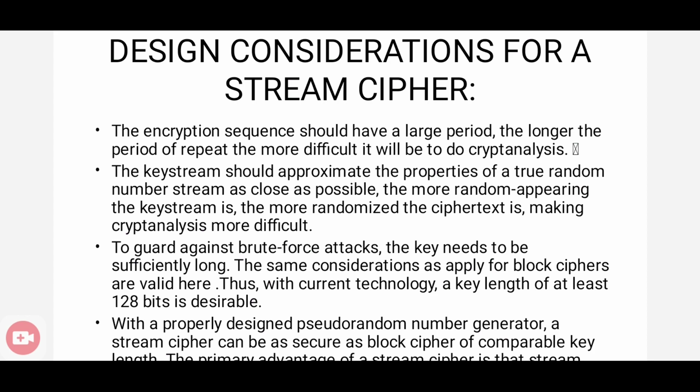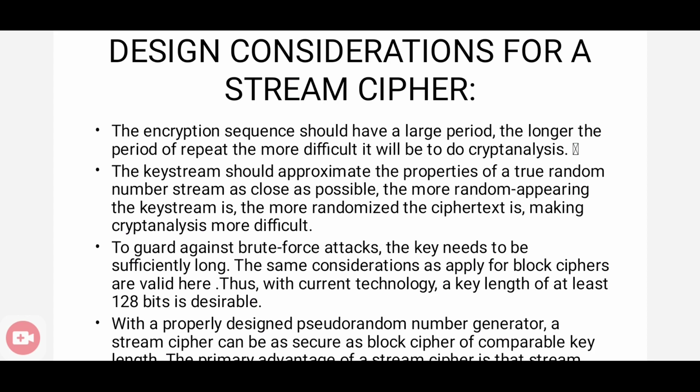what we get as the output of the pseudo random generator is the key stream. That key stream should be approximately a random number. If the output is a random number, without knowledge of the input, we can't do cryptanalysis. So that is the second design criterion.